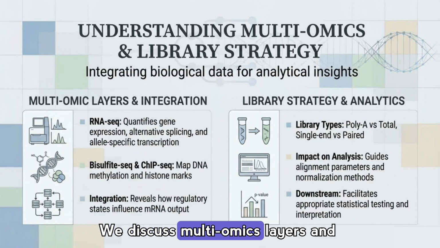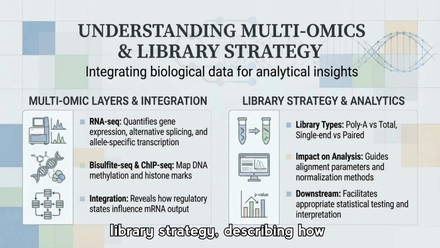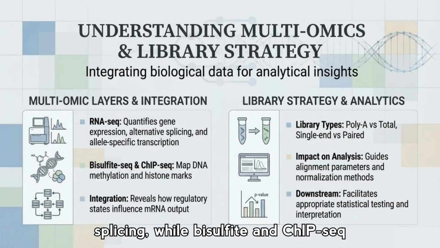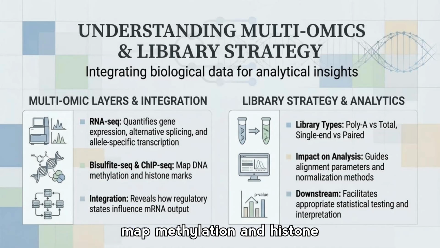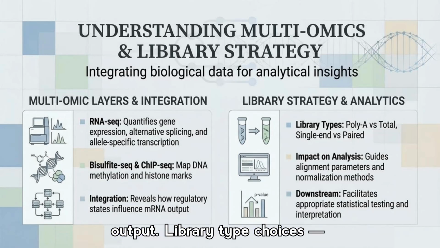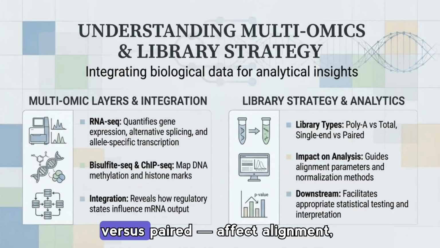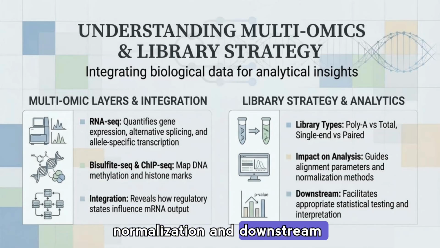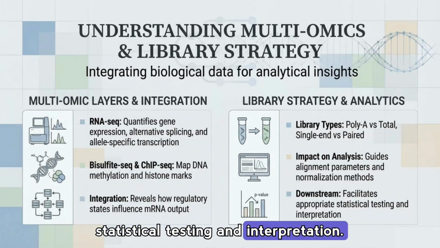We discuss multi-omics layers and library strategy, describing how RNA-seq quantifies expression and splicing, while bisulfite sequencing and ChIP-seq map methylation and histone marks, and how integration reveals regulatory influence on mRNA output. Library type choices, poly-A versus total, single-end versus paired, affect alignment, normalization, and downstream statistical testing and interpretation.